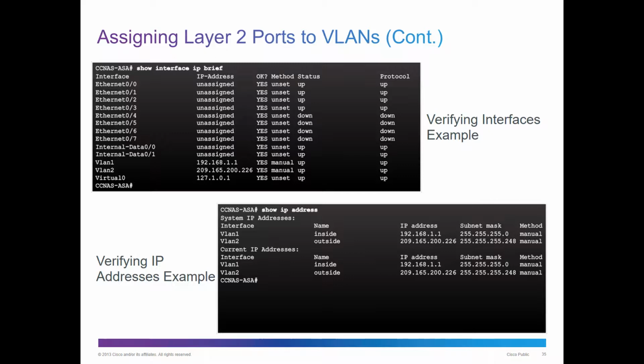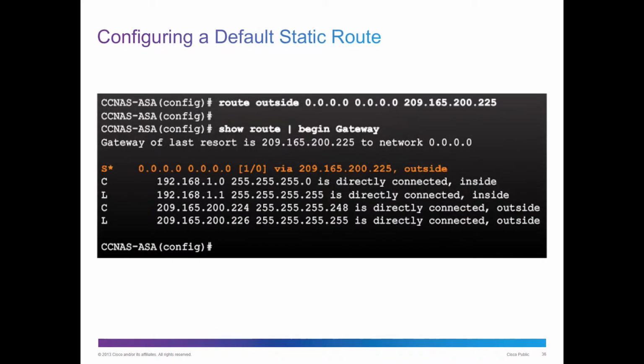So again, you could just show interface IP brief and it will show you all the interfaces and their statuses. You can verify the addresses by again show IP address, and that will show you the interfaces, the names, their current address, their subnet, and their method, whether it be manual or DHCP, and so forth.